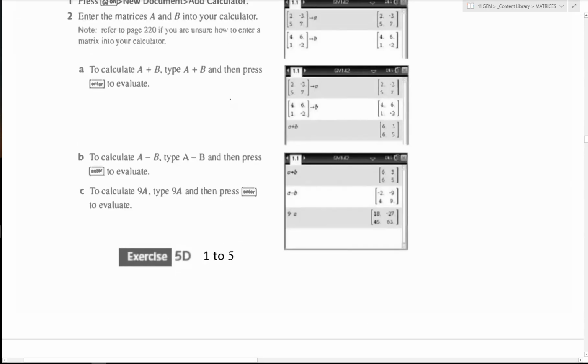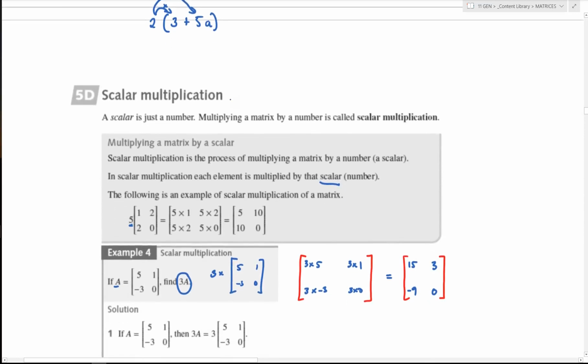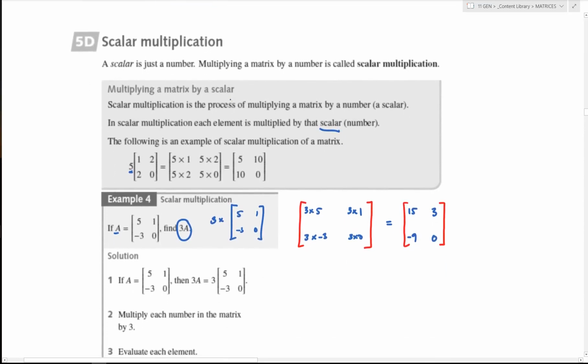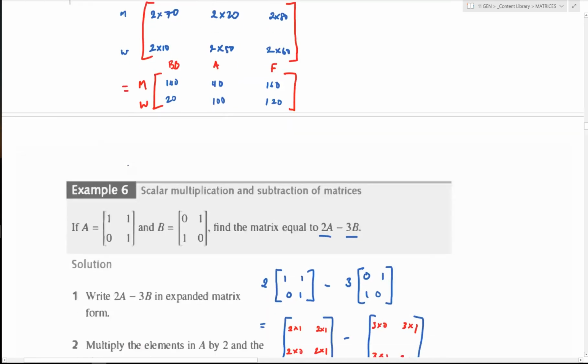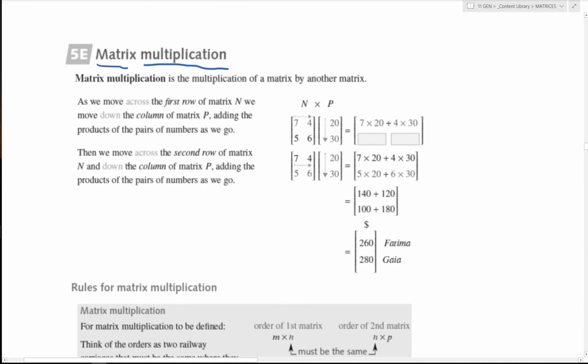Just really quickly, last lesson we looked into scalar multiplication. The concept behind this is that all the numbers inside the matrix have to be multiplied by the number outside of that matrix. The slight difference with chapter 5e is that now you're multiplying one matrix with another matrix. That's the difference. So let's get started, and hopefully you'll understand it.